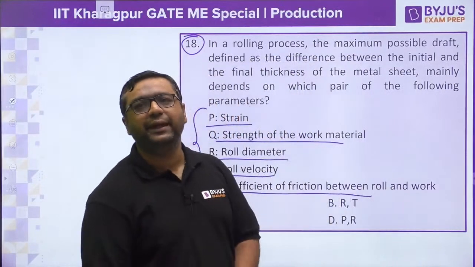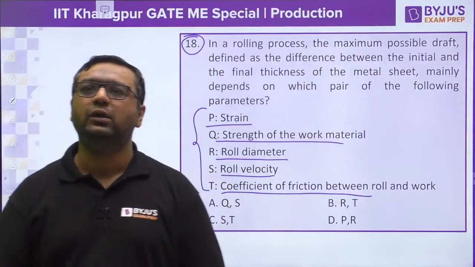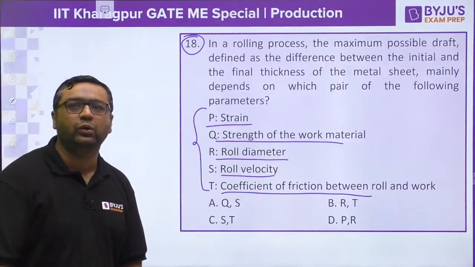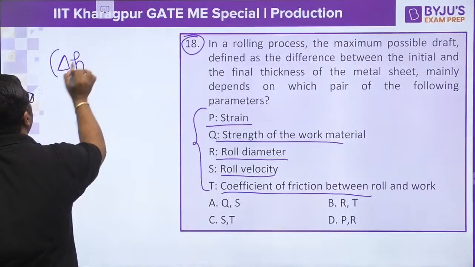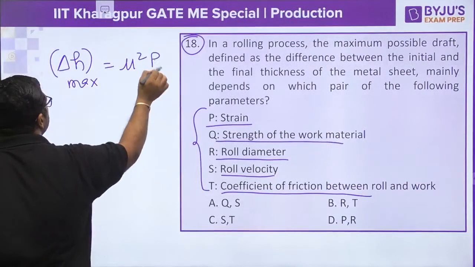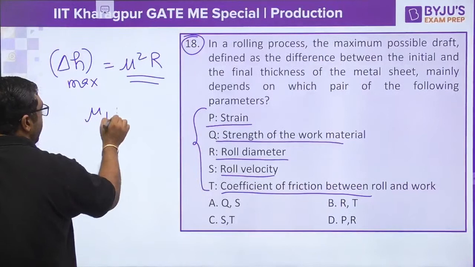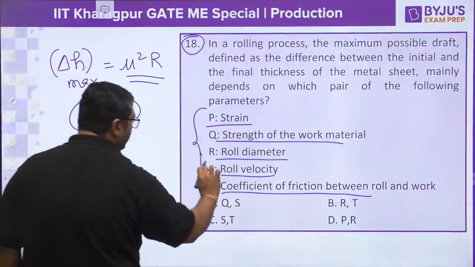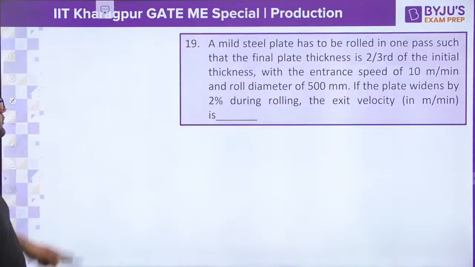Parvinder is saying B, Ankit is saying R T, Sanin B, Kumari Mahesh B, Rahul B, Ansh Merchant B, Rahul B. Okay, so dear, you know the delta H maximum formula already. Delta H maximum is mu square R. So my dear, obviously mu and R, so diameter and coefficient of friction, R and mu, will be the answer.